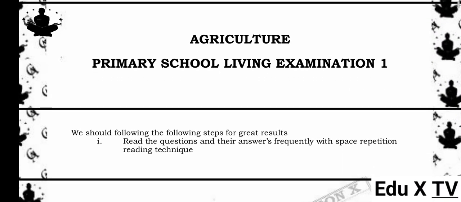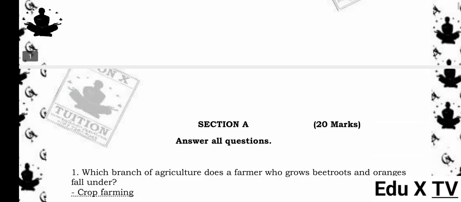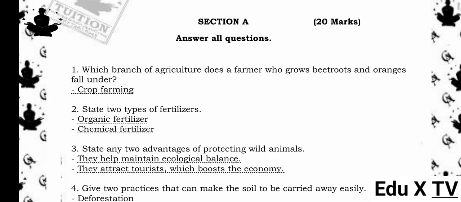Agriculture. Primary School Living Examination 1. We should follow the following steps for great results. Step 1: Read the questions and their answers frequently with the spaced repetition reading technique. Section A, 20 marks. Answer all questions.